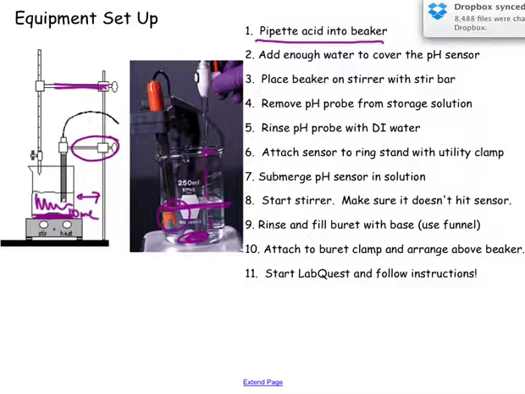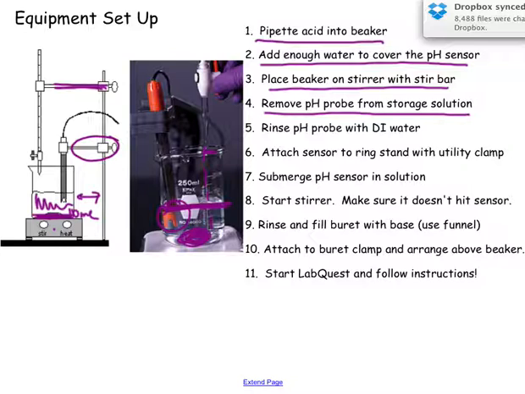Okay, so you add enough DI water. It has to be DI because we don't want to mess with the pH. Add that to cover the pH sensor, and then you start the stirring process. So add enough water, place the beaker on a stirrer. We talked about that. Remove the probe from the storage solution.